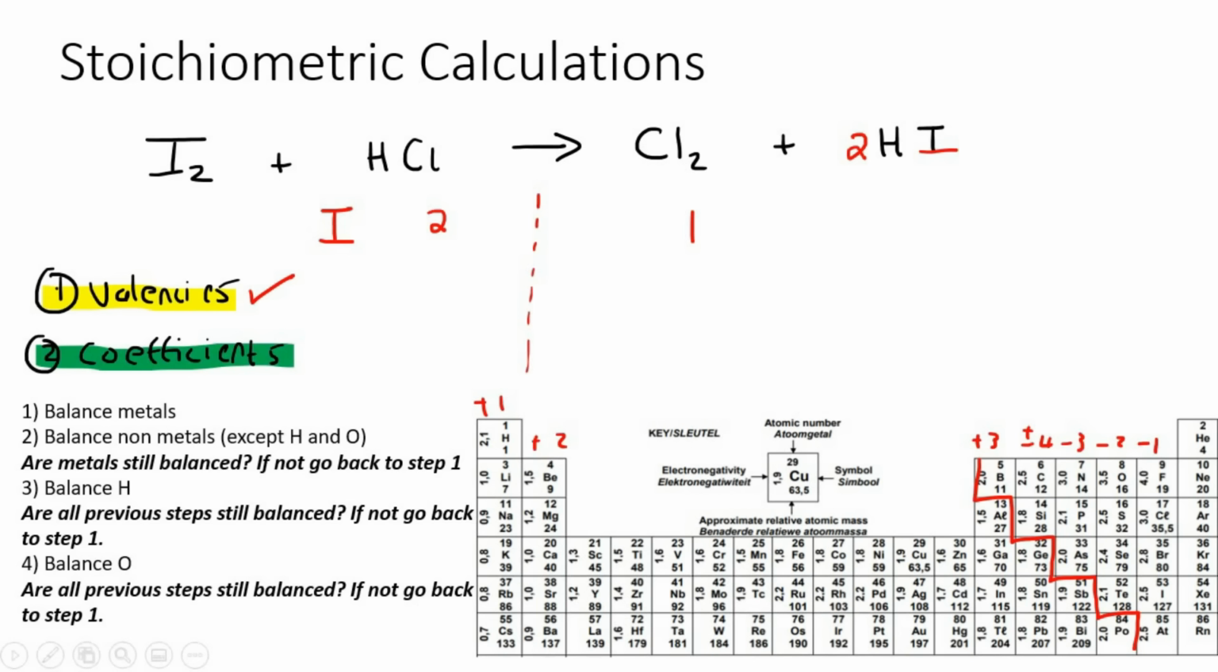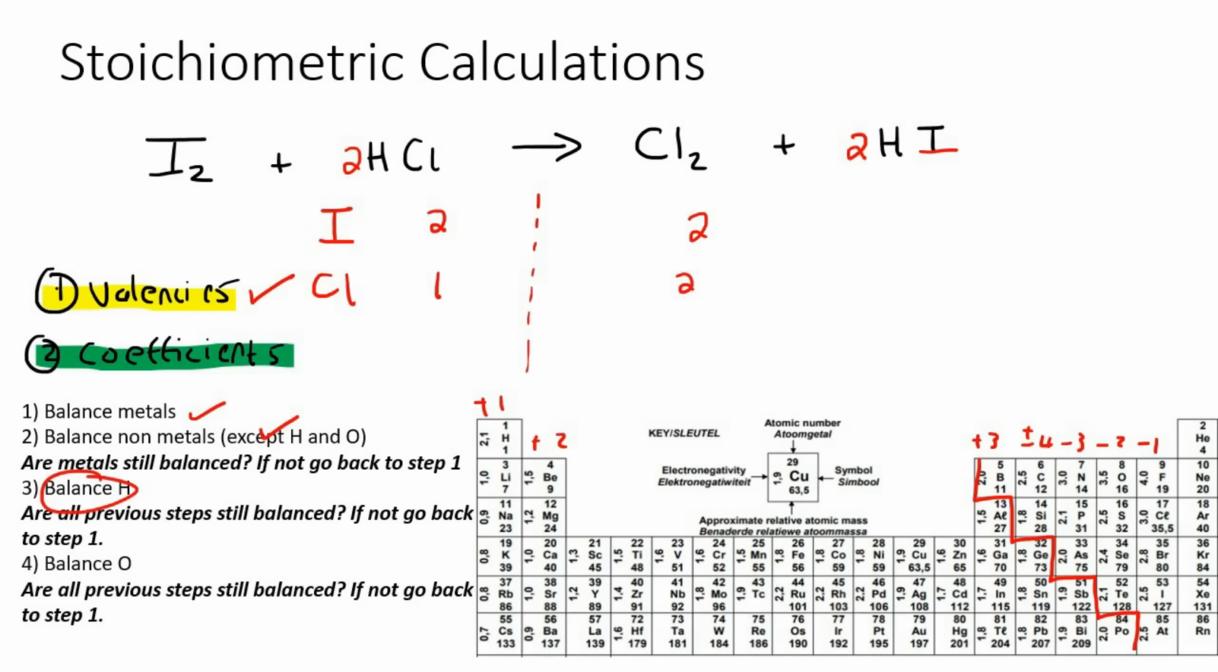So now we have 2 on the left, 2 on the right. Excellent. Then the next non-metal is chlorine. On the left-hand side here, we have 1 chlorine, and on the right, we have 2. So we don't put a 2 here, you put a 2 in the front. Okay, so all the iodines and all the non-metals besides hydrogen and oxygen have been balanced.